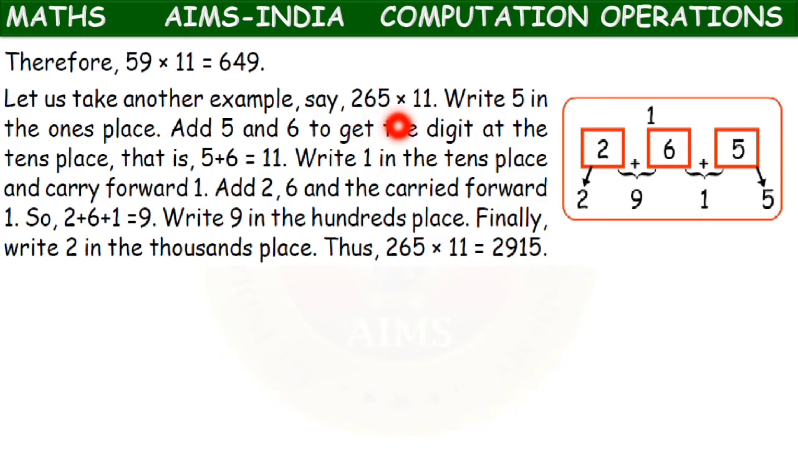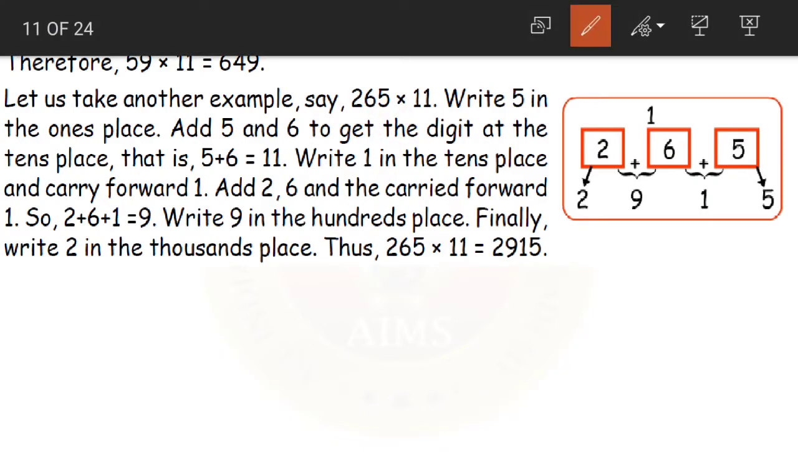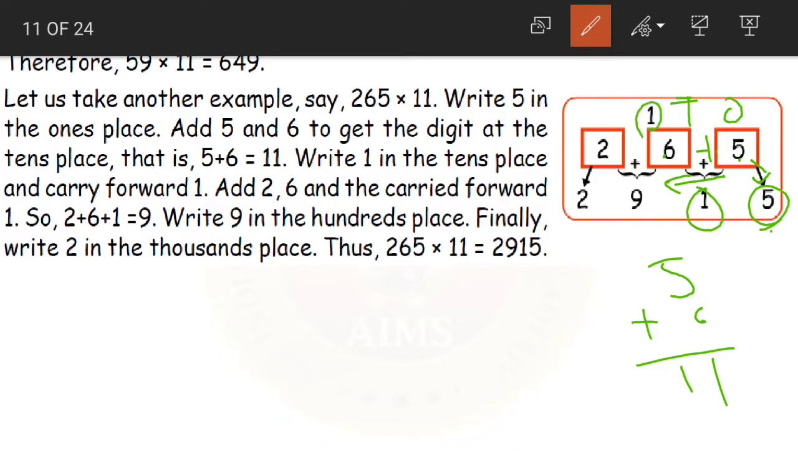Now let us look at the same multiplication by number 11, but here we are given a 3-digit number, 265. Now again the first step is as it is. Write the digit in ones place, 5, as it is. Now next, we added the digit in ones place with the digit to its left, that is the digit in tens place. We will do the same here. 5 plus 6 becomes 11. So 1 here, 1 carried.